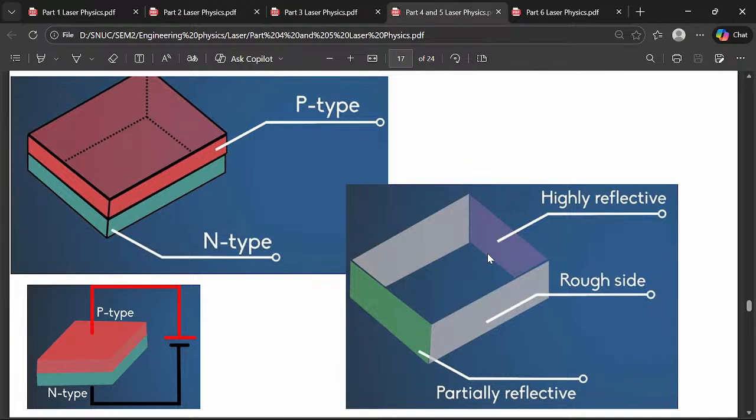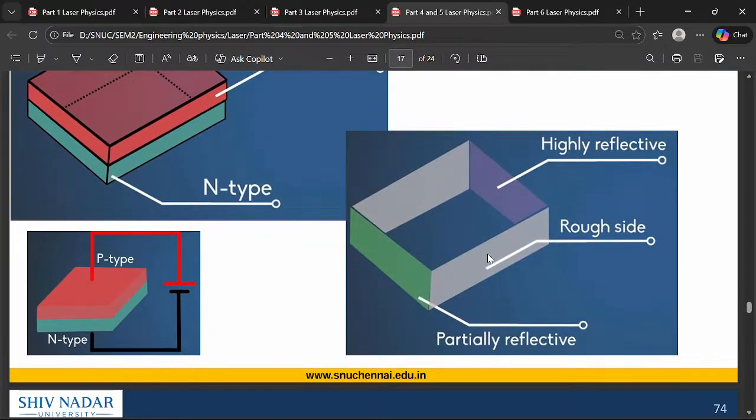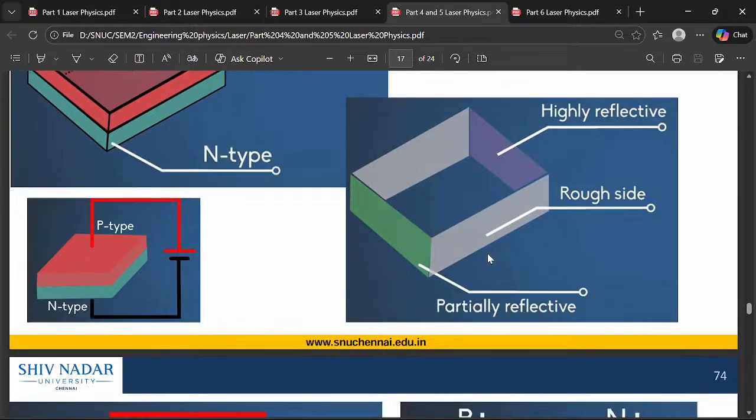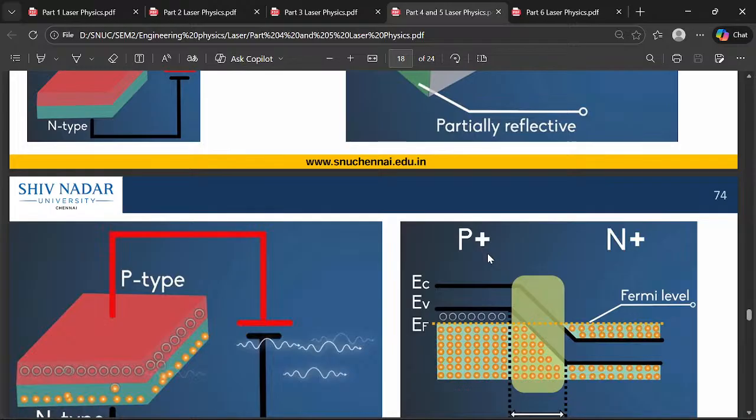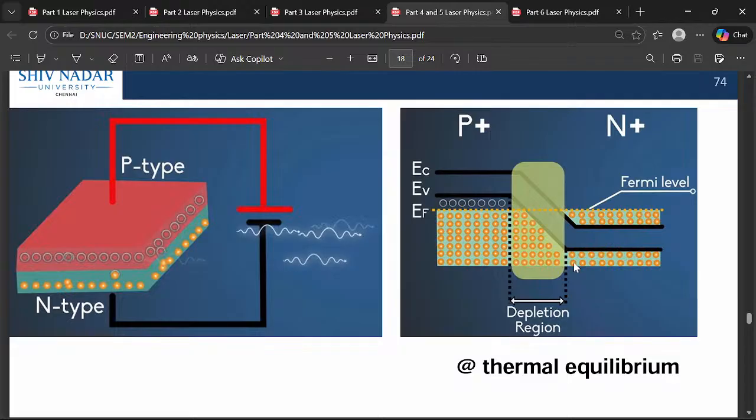These P type and N type semiconductors are kept in a highly reflective cavity. For the lasing action, you need two mirrors, right? So you are placing them in this cavity. Here basically you can see, this explains pretty much everything.